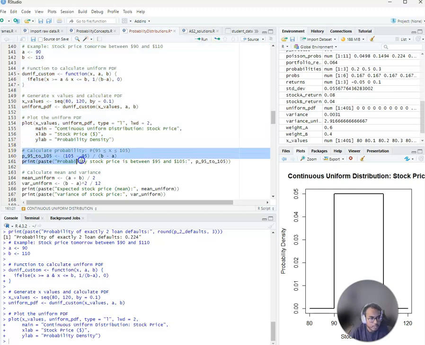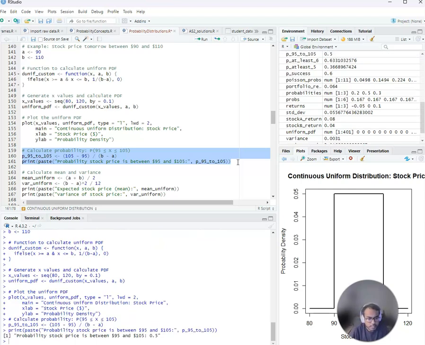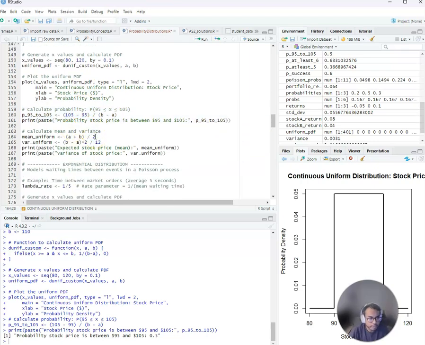If I want to calculate the probability for a specific range, I can do that manually. That's probably the easiest way of doing it because it's just a constant, and it's going to be 0.5. I can calculate the mean and the variance.